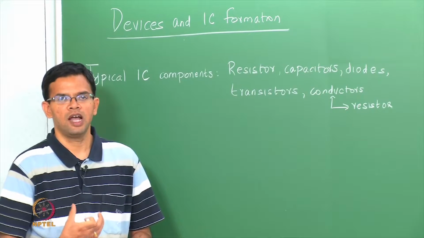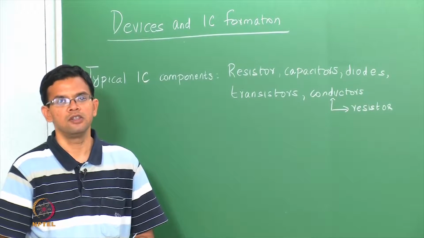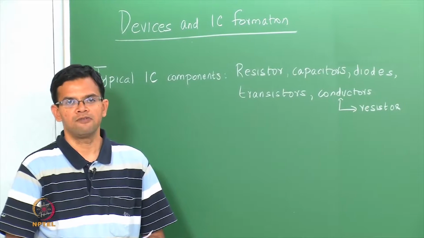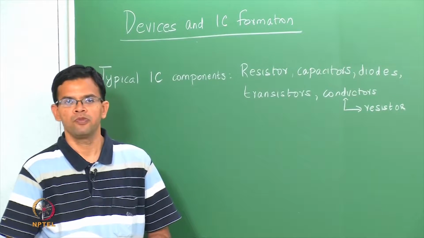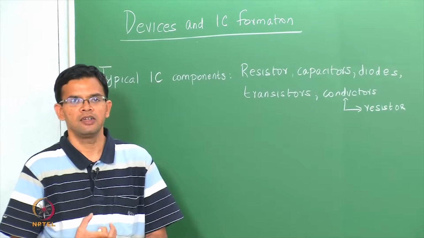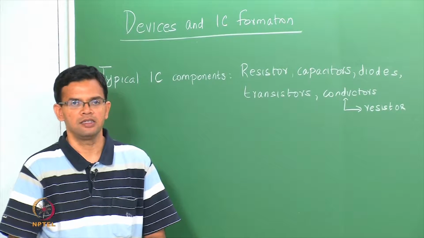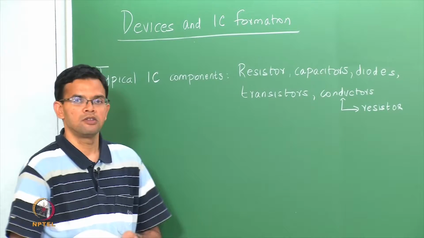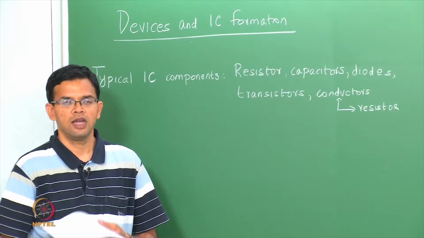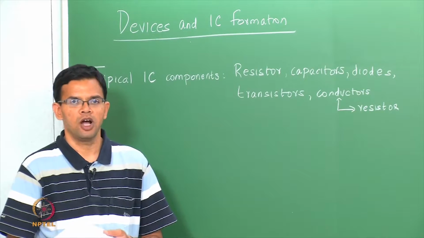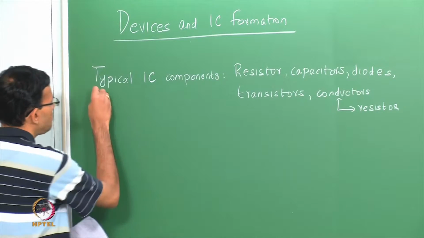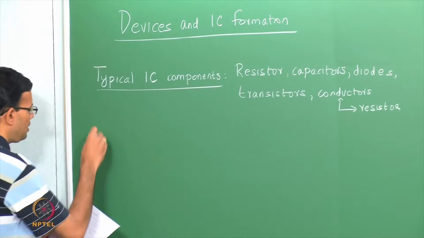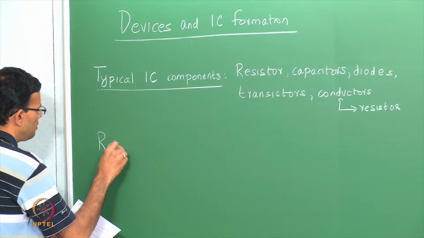So, all of these have to be fabricated on your single chip using the various fabrication methods that we saw, and these all come together to form your final IC circuit. So, we can look at some of these different circuit components, the types of these circuit components and how these are fabricated. So, let us start with a resistor.